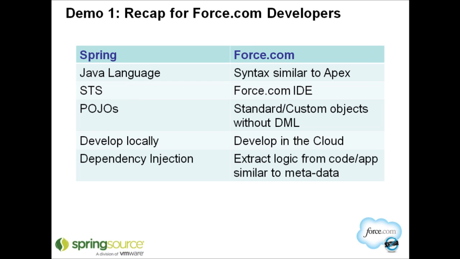So what we're trying to show is that the learning curve very often isn't super steep, especially when you look at Spring's tenet of simplifying Java development. We also spoke about POJOs, plain old Java objects. You can think of those as analogous to standard and custom objects without the DML, and we'll go through some of the data manipulation soon. But take this first demo as the foundation learning building blocks, so you know what you can do with Spring. But I'm one of these people that always wants to know more.